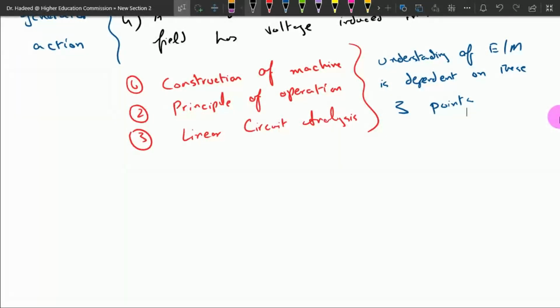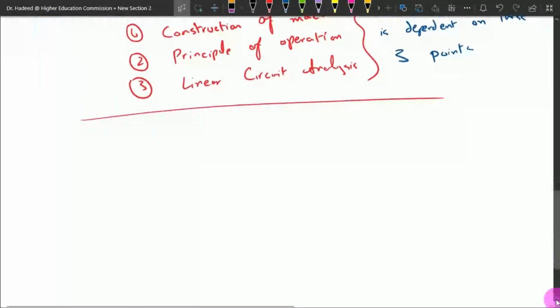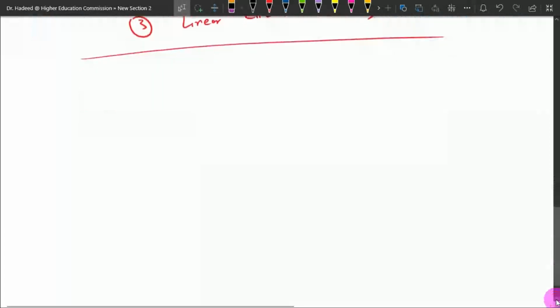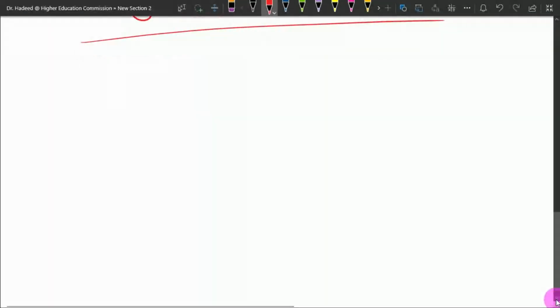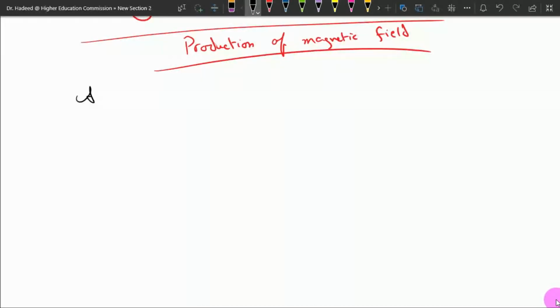So let us move ahead and see how a magnetic field is produced. So, the production of magnetic field. The starting point of understanding how a magnetic field is produced is Ampere's law.